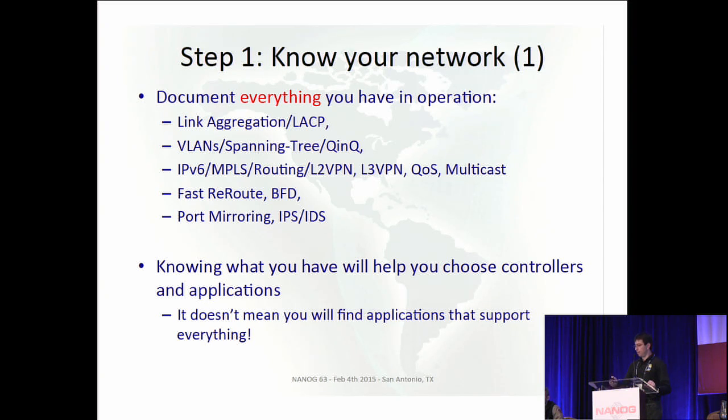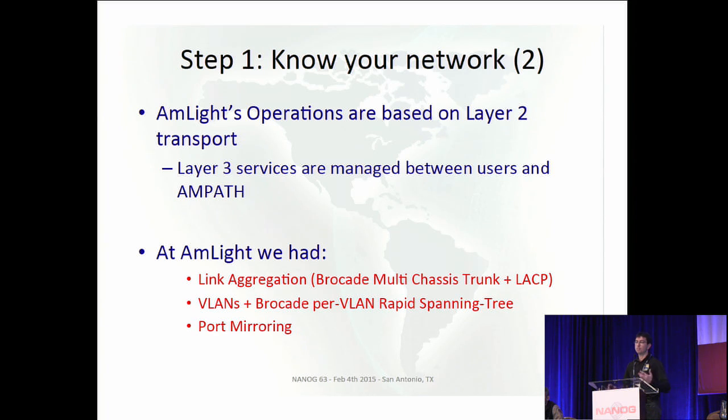So document everything. In our case, AmLight is still a layer 2 transport network. So pretty much everything that is layer 3 in our network is managed by the exchange points that I mentioned before. AmLight just provides connectivity between them. And at AmLight, we had link aggregation using the Brocade multi-chassis trunk that creates a virtual switch. You can connect two chassis, and from the user's point of view, you have just one link aggregation. In this solution, we use LACP. We also use VLANs and the Brocade solution for per-VLAN rapid spanning tree, and port mirroring for troubleshooting and monitoring purposes.